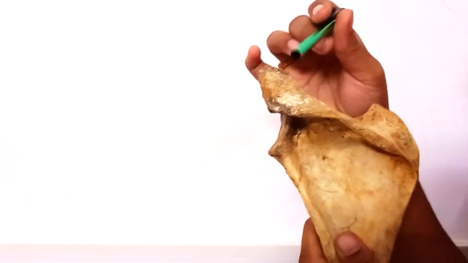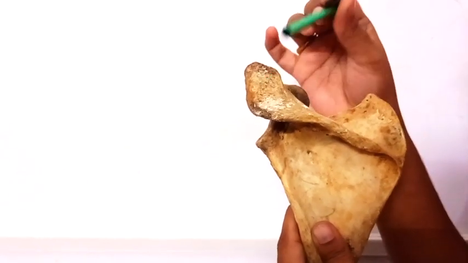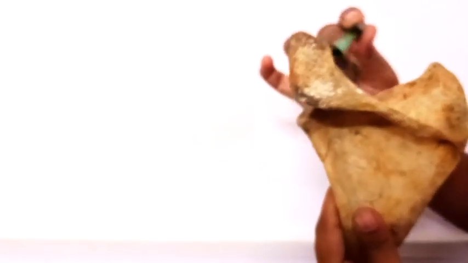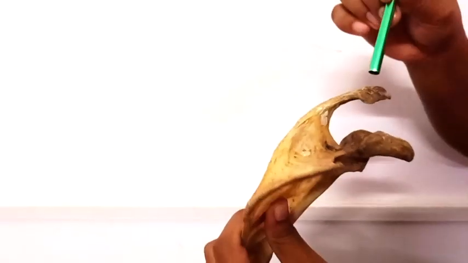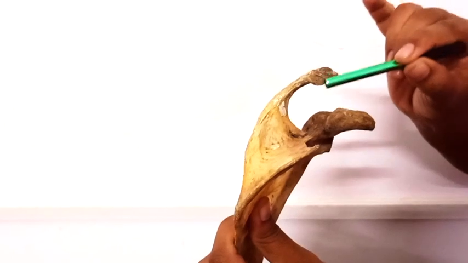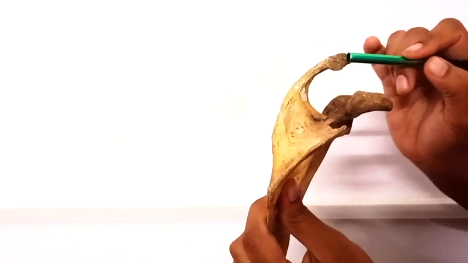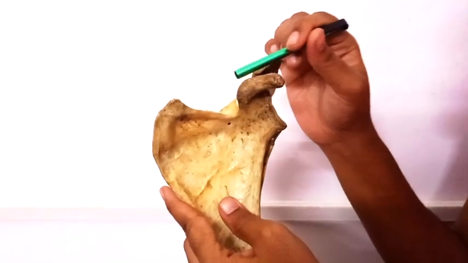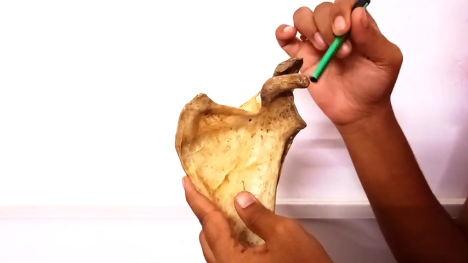Now we will see about the acromion process. This acromion process is having a superior surface, inferior surface, medial margin and lateral margin. And this acromion process bears a facet which articulates with the clavicle to form the acromioclavicular joint. Now we will see the coracoid process. This is the coracoid process, which is directed laterally.